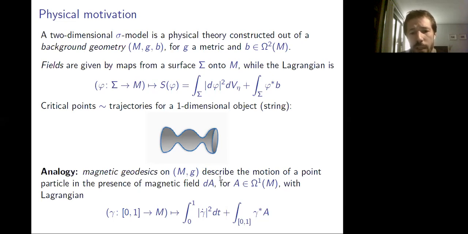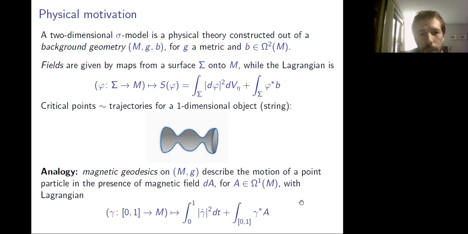And the Lagrangian, whose critical points are these magnetic geodesics, is given by this functional. It's just the L2 norm of the derivative along the curve, the norm squared of the derivative, plus the pullback of the 1-form to the interval of definition of the curve. So there is a good analogy between these two pictures. This will be like the picture for point particles, and this is like the picture for strings.